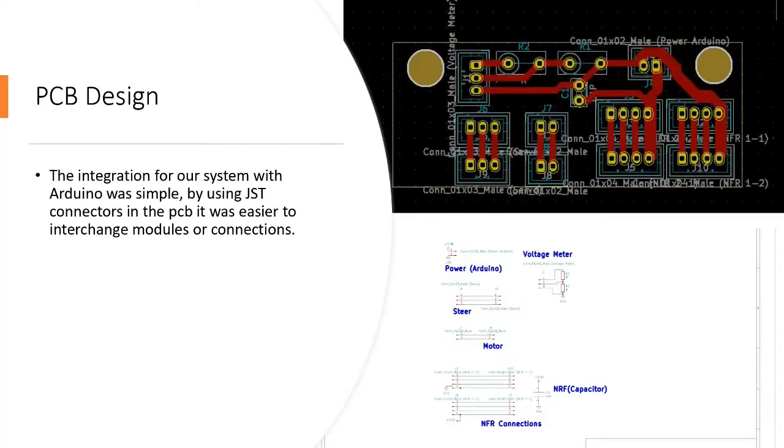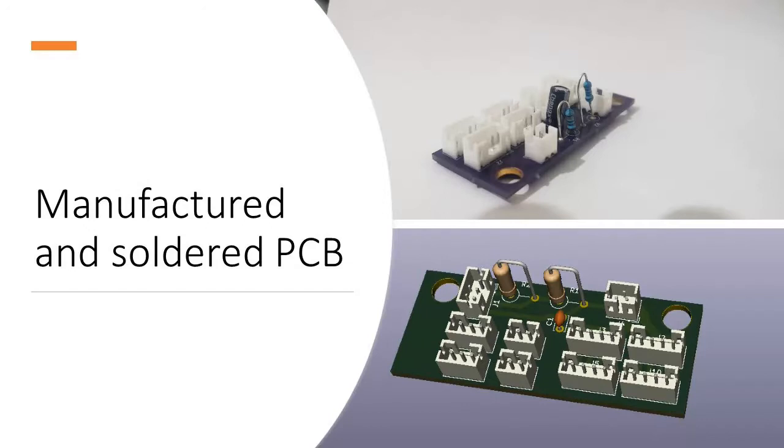Now for the PCB design, we wanted to integrate this system as simple as possible, so it had the capability to use JST connectors to interchange components if it was necessary. As we can see, this is the manufactured PCB with the JST connectors soldered to it, and also it has one capacitor and two resistors for the voltage reader, and the capacitor is for the NRF.